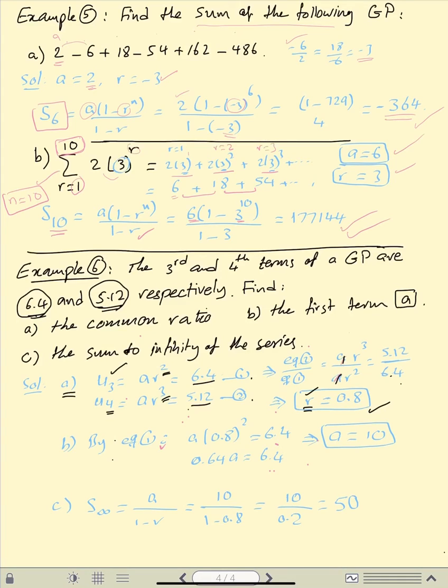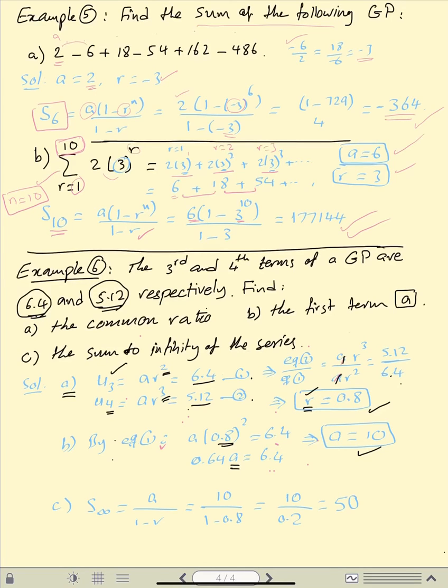You replace R is 0.8 in any of the equations. I choose equation number 1. You can try equation number 2, you get the same answer. So A times 0.8 squared, replacing R by its value, is equal to 6.4. Divide this by 0.64, which is 0.8 squared, and you will get A is equal to 10.